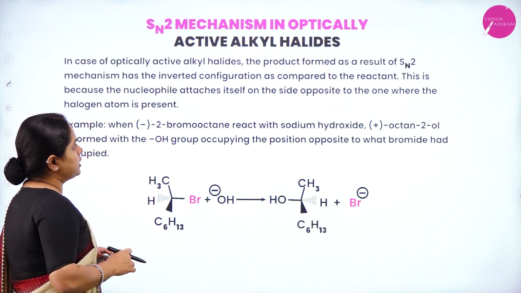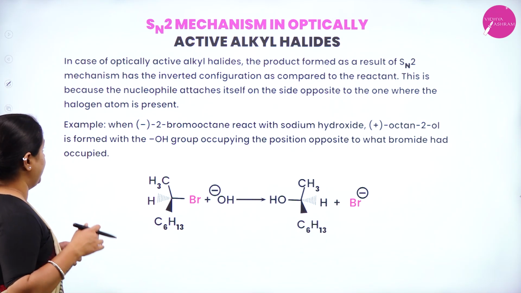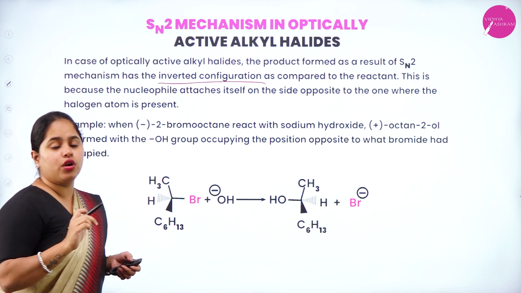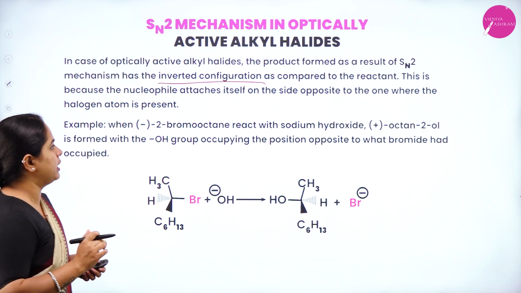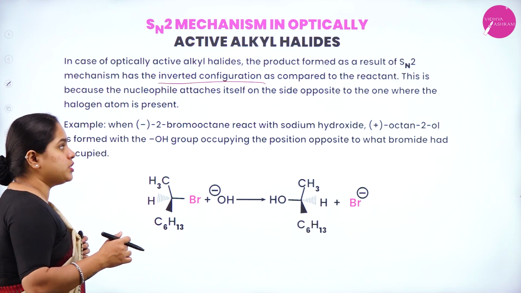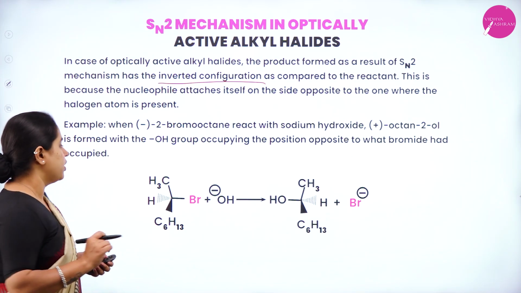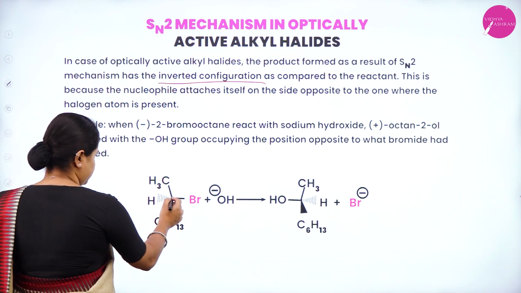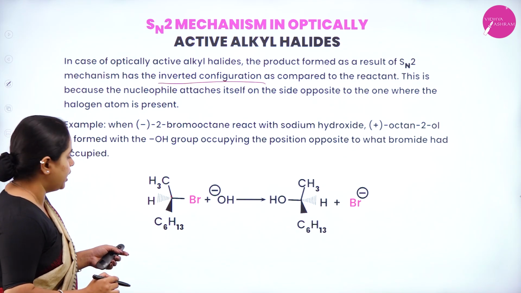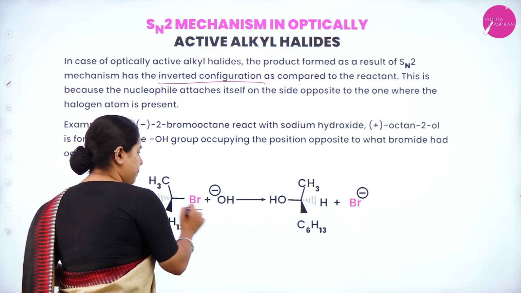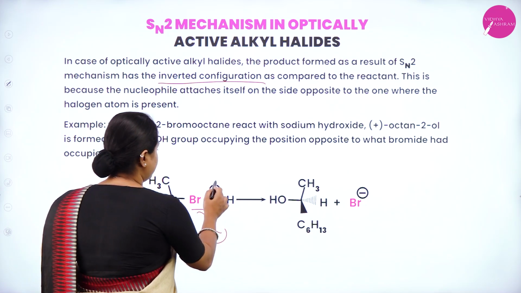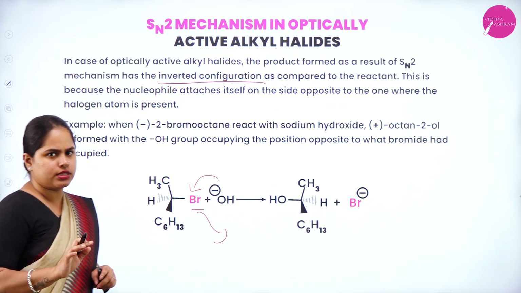In case of optically active alkyl halides, the product formed as a result of the SN2 mechanism has the inverted configuration. So in SN2, what you have to remember is that inversion of configuration will take place. This is because the nucleophile attaches itself on the side opposite to the one where the halogen atom is present. Let's take an example here. This is the carbon atom. You have methyl, hydrogen and C6H13 here. In the SN2 mechanism, the bromide will be removed and the OH minus will be attacking here.